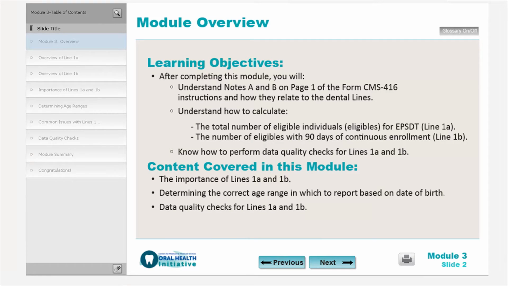The content covered in this module includes the importance of lines 1A and 1B, determining the correct age range in which to report based on date of birth, and data quality checks for lines 1A and 1B.